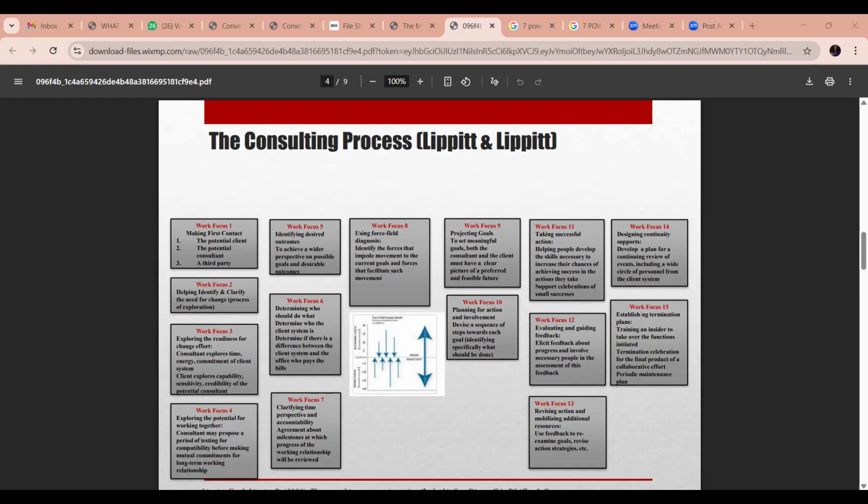Yeah. You need to exit any consulting assignment. Question is, when you want to exit the consulting assignment, what do you do? For instance, in the example, training an insider to take over the function, take over your consultancy, is one of the things you do in termination.